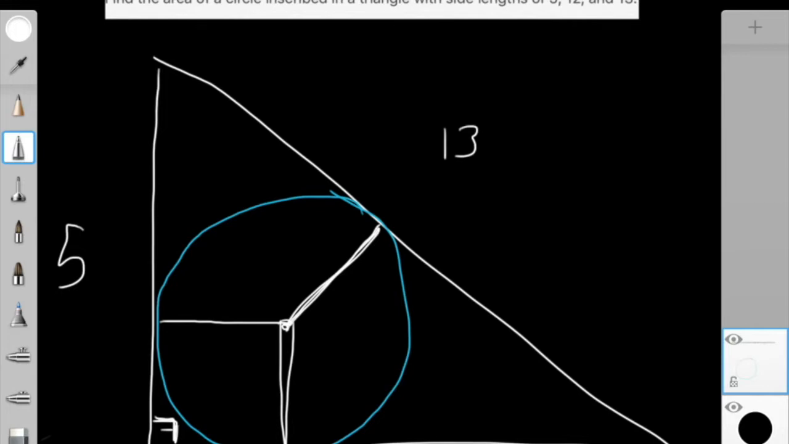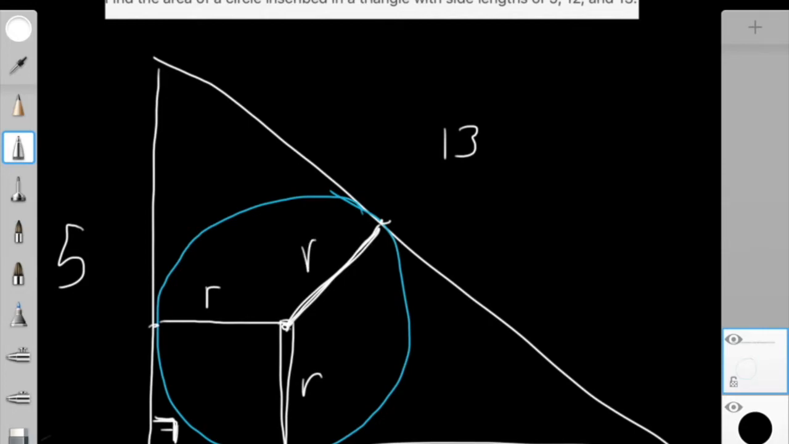Now remember, an inscribed circle, if you want a definition, is a circle that's drawn completely inside the triangle and is touching as many points in the triangle as possible. So in this case, it's touching 3 points, right? 1, 2, and 3. Okay, now we want to find the radius, so we'll call it r for now.